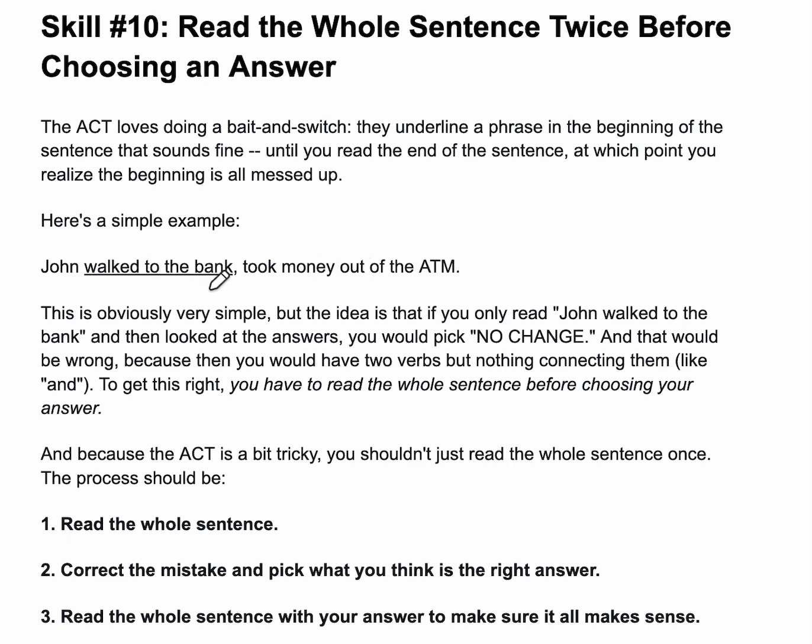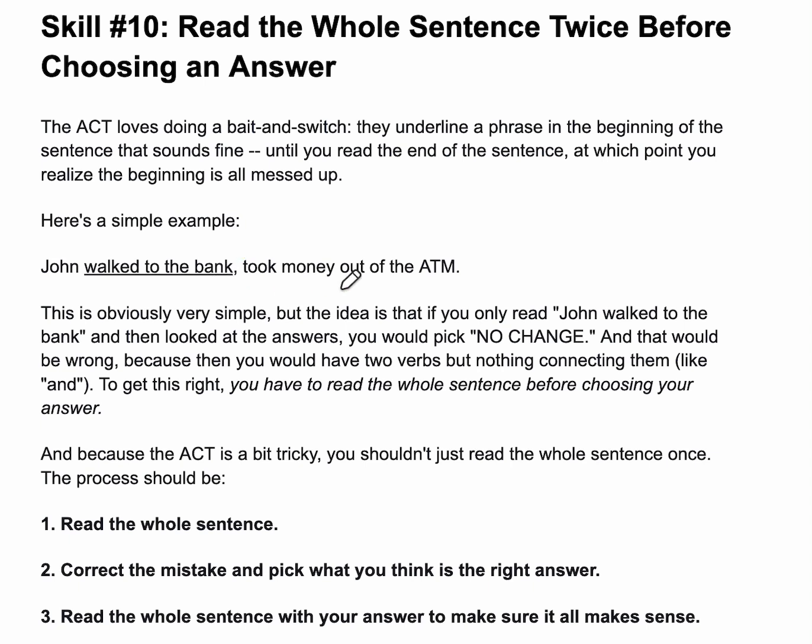Okay, so John walked to the bank, comma, took money out of the ATM. If you just look at this part, then you're like, okay, cool, no change. There's no problem here. John walked to the bank. Cool, right? But when you read the end, you're like, wait a second, there's something wrong here. You would have to say, John walked to the bank and, maybe add an "and" here or whatever, but you can't just do that.